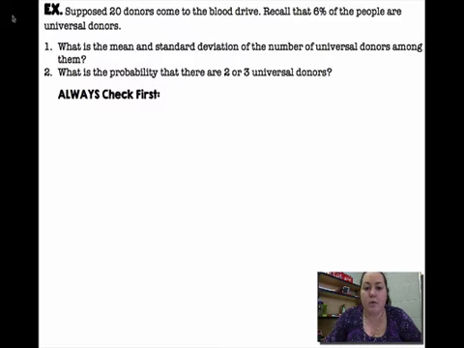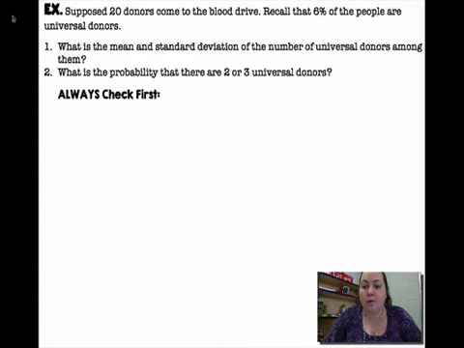Suppose 20 donors came to the blood drive. Recall that 6% of the people are universal donors. Question 1. What is the mean and standard deviation of the number of universal donors among them? And what is the probability that there are 2 or 3 universal donors?